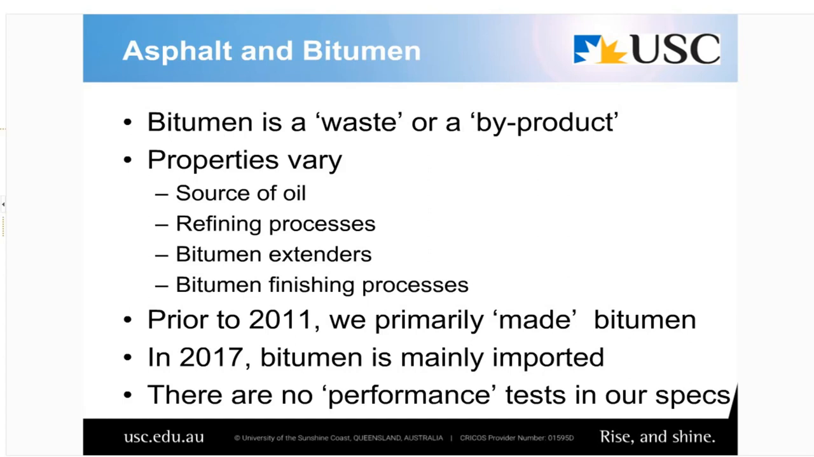Before 2011, Australia essentially predominantly made bitumen. So we purchased crude oil from somewhere in the world, primarily from the Middle East. We imported that in big ships, and we turned that crude oil into bitumen in our own refineries. Now in 2017, we predominantly import bitumen as a finished or at least a semi-finished product. We'll talk about that a little bit more in a minute and what that might mean.